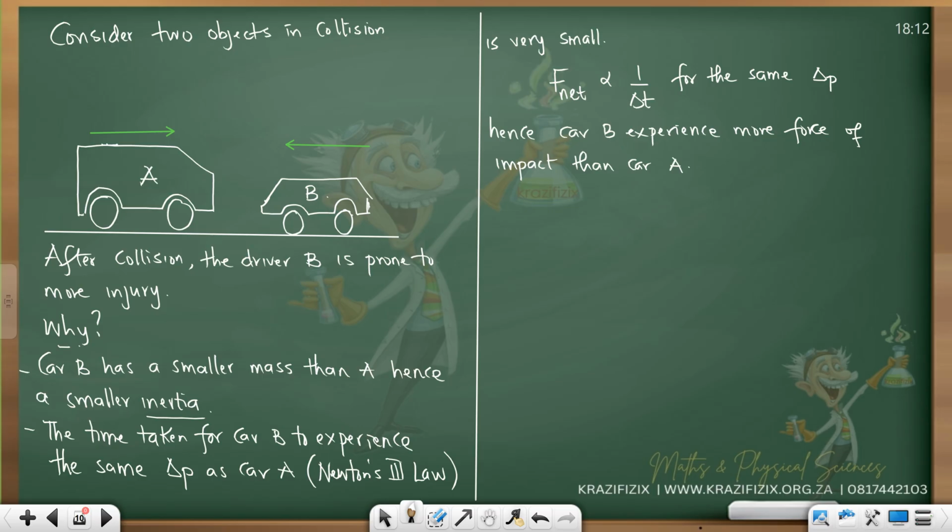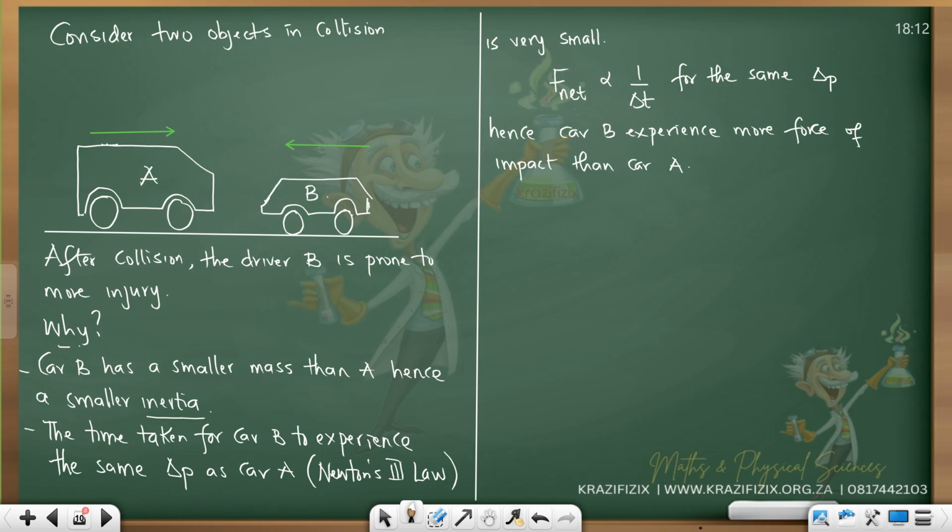So every time you answer physics questions, please take note of how I'm answering. I compare, then I use a formula, then I conclude. Car B has a smaller mass than A, hence a smaller inertia. The time taken, that's where the mark is now.